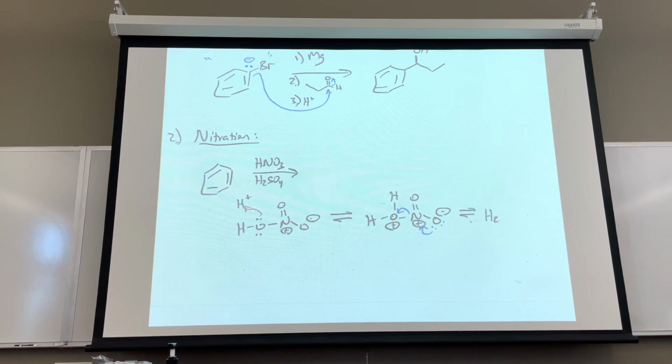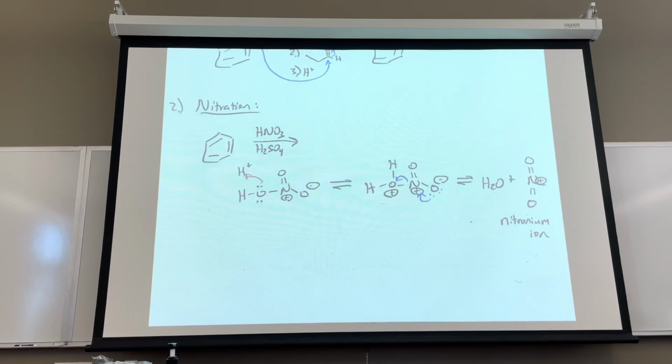So we generate water from that, but more importantly, we generate this NO2 plus species, which is known as the nitronium ion. And it is this nitronium that is your super potent electrophile that will ultimately coax the pi electrons out of benzene to attack it. So let's go ahead and see what that's going to look like.